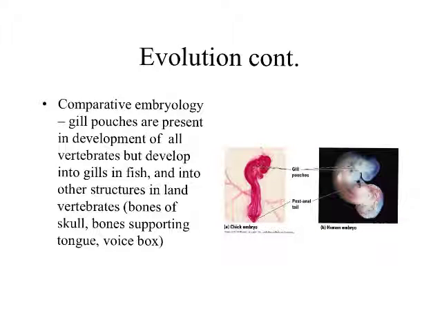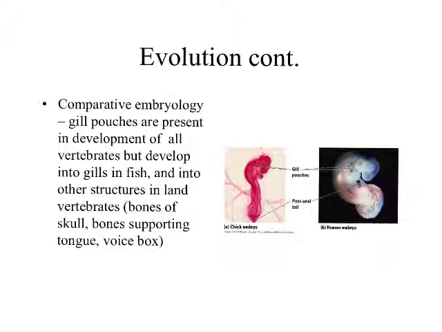Yet another area that scientists study when they are studying evolution is comparative embryology, because they say that embryos of different animals look similar as they develop, that they must be related. So, for example, gill pouches are present in the development of all vertebrates, but as the different species develop, the gills stick around in fish and then they turn into other structures in other vertebrates, like the bones of the skull.